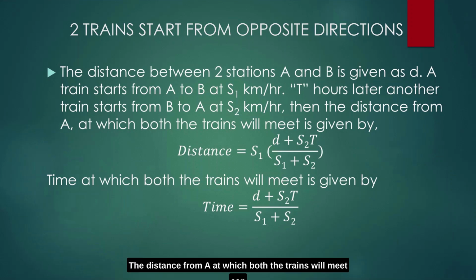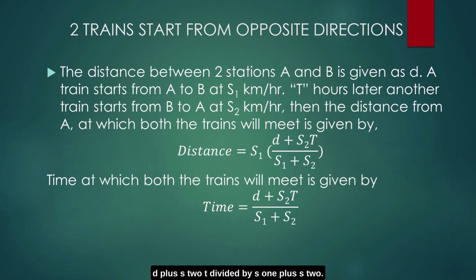The distance from A at which both the trains will meet can be determined using the formula distance is equal to S1 of d plus S2t divided by S1 plus S2. Here S1 refers to the speed of the first train, S2 refers to the speed of the second train, small d refers to the distance between the two stations, and capital T refers to the number of hours difference at which the second train starts with respect to the first train.